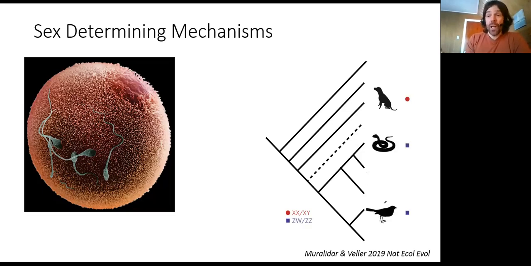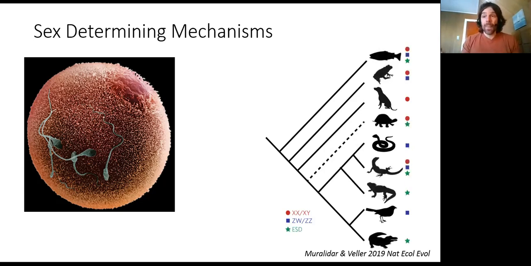There's also the ZW system of sex determination, which completely turns the XY system on its head. Under ZW, it's the female that is the heterogametic sex. So she is ZW, and the males are ZZ, the homogametic sex. And when you look at some of the other vertebrate clades, what you have is a diversity of sex-determining mechanisms among the different species in that clade.